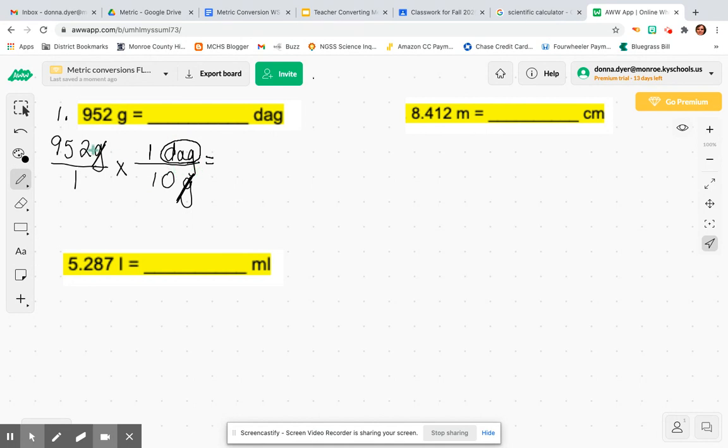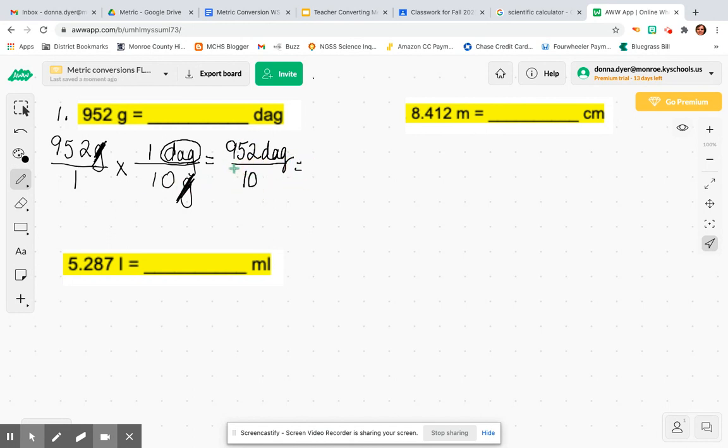So what you're going to do is multiply across the top, multiply across the bottom, and then divide the top by the bottom. So let's multiply across the top. 952 times 1 is 952. And again, that is DAG. Okay, on the bottom, I have 1 times 10. Again, gram is gone. Gram canceled out because I have 1 on top, 1 on bottom. They cancel out. So 1 times 10 is all I have on the bottom. 1 times 10 is 10.